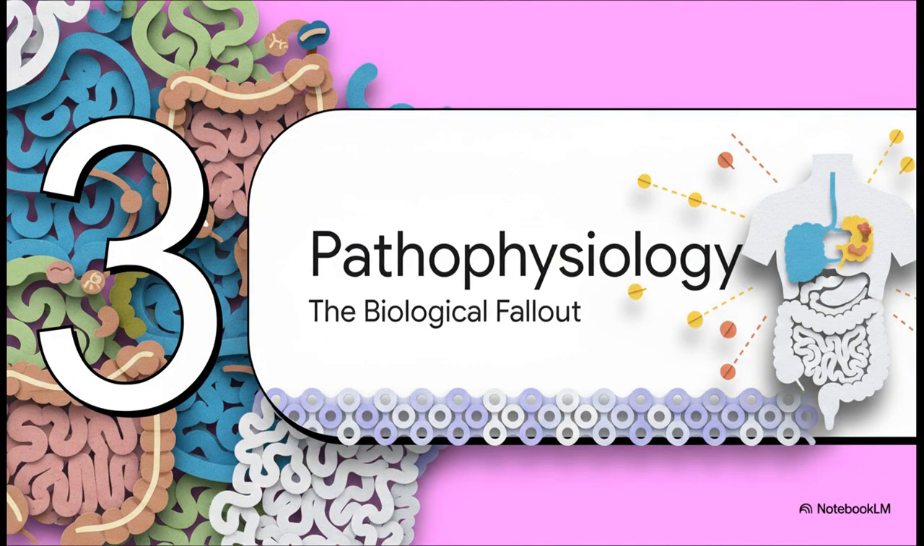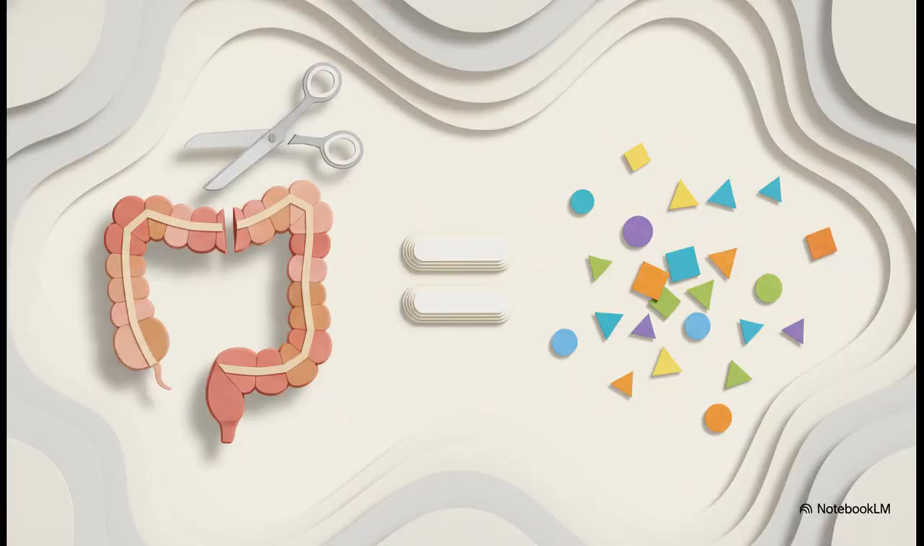Part 3. Pathophysiology and clinical impact, the biological fallout. Okay, so the absolutely crucial point here is this overriding equation. Decreased intestinal length equals decreased nutrient absorption. It's simple, brutal math. Less surface area directly equals less absorption. Literally everything else we're about to discuss stems from this one central loss of surface area.